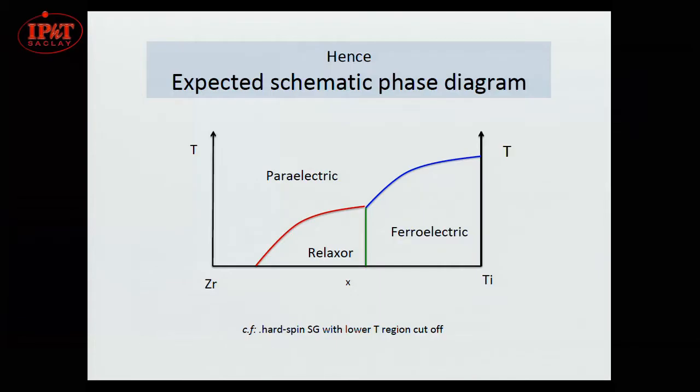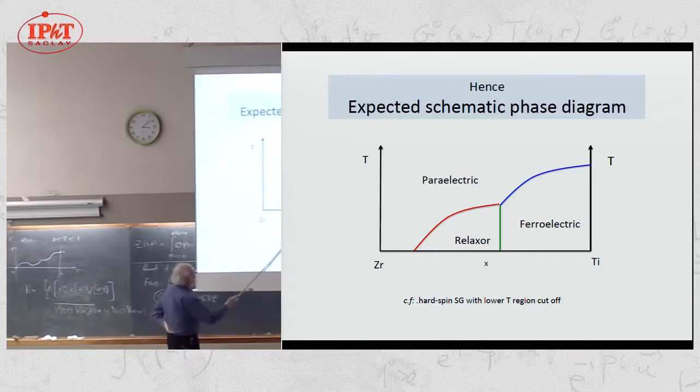So what would we expect for a phase diagram? Something like this. Just think about a hard spin glass where you'd expect a ferromagnet and then a spin glass that comes right down to the bottom here. It doesn't go that far because you have to buy yourself enough interaction energy in order to overcome the local displacement forces.